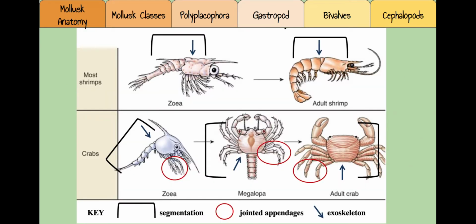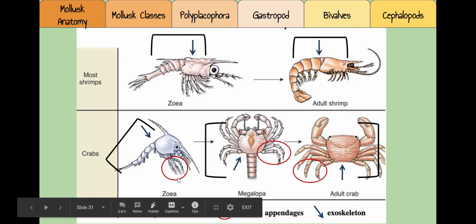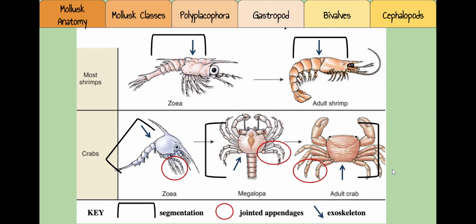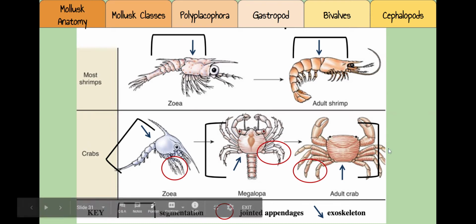So in this slide, it talks about shrimps and crabs, looking at when they are young, like this picture here, and what they look like when they get a little bit older as an adult shrimp. Same thing here with young crabs and as they develop into an older crab. So you can see that they're segmented with the little bars around them. Then they have jointed legs that have circles around them. And then the exoskeleton has the arrow to it.